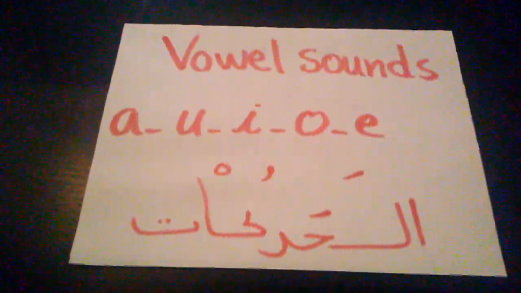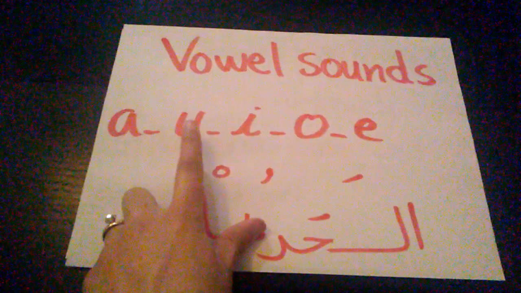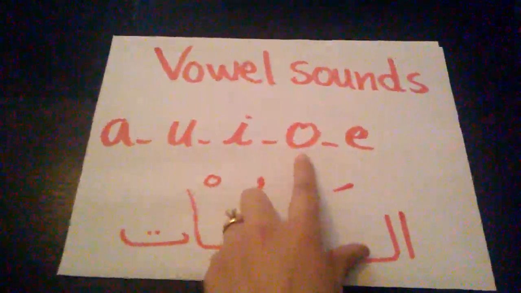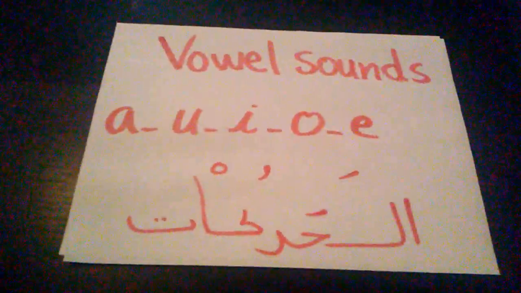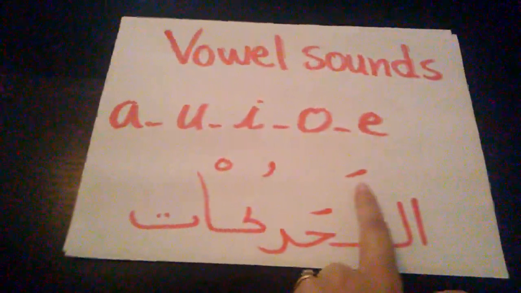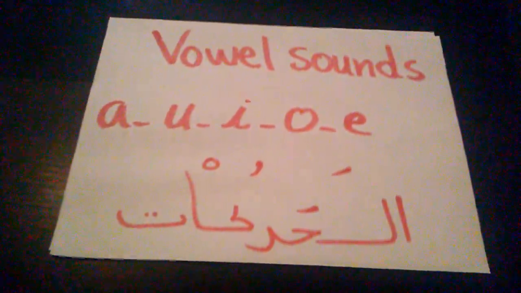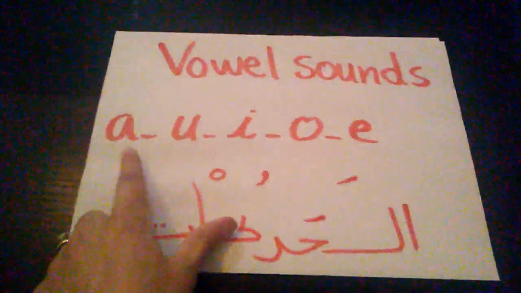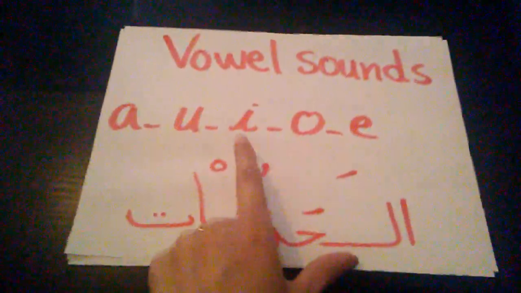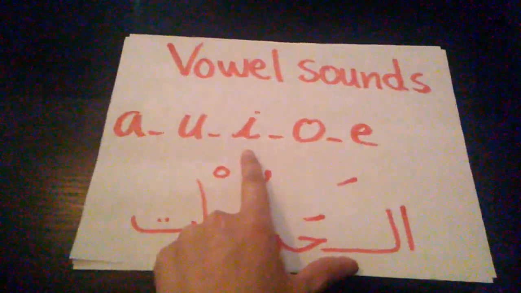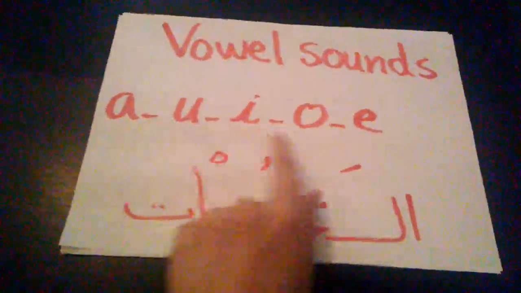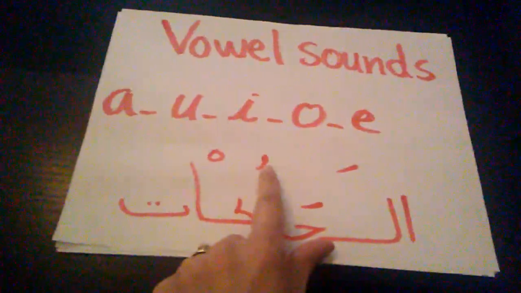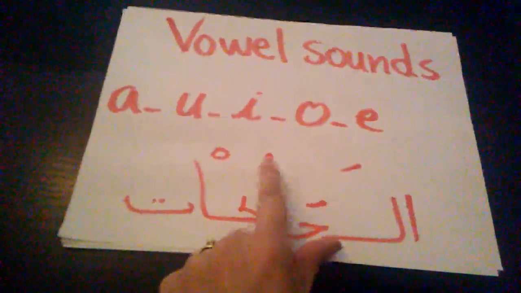What is a vowel sound in English? A is a vowel, U is a vowel, I is a vowel, O is a vowel, E is a vowel. In Arabic we call them الحركات: فتحة، كسرة، ضمة، سكون. It could be this or Y. I didn't give you every vowel. This one is dhamma. Sukun is when we don't have a sound. Generally, at the end of a word, we don't have a sound.